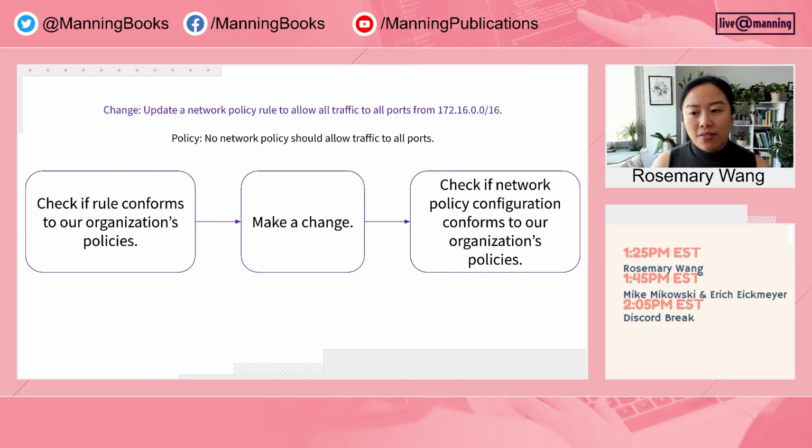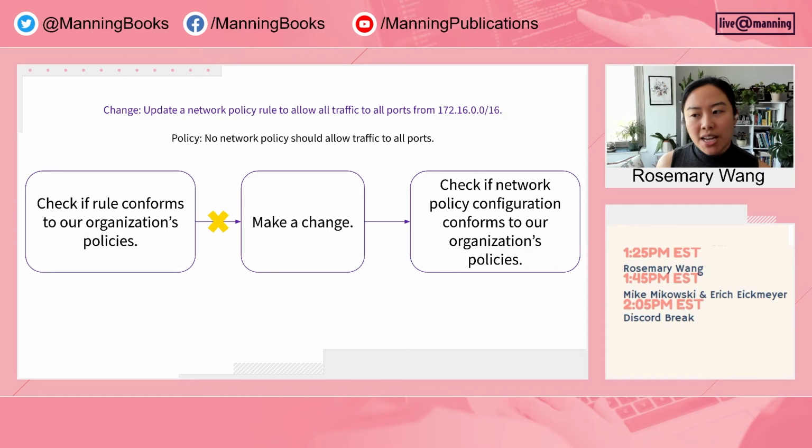So in this case, if I try to make this change and I check if the rule conforms to the organization's policies, I actually should fail, right? So this should flag it as a problem right off the bat. And that way I can go back, fix it, and then eventually make the change, push it to production.